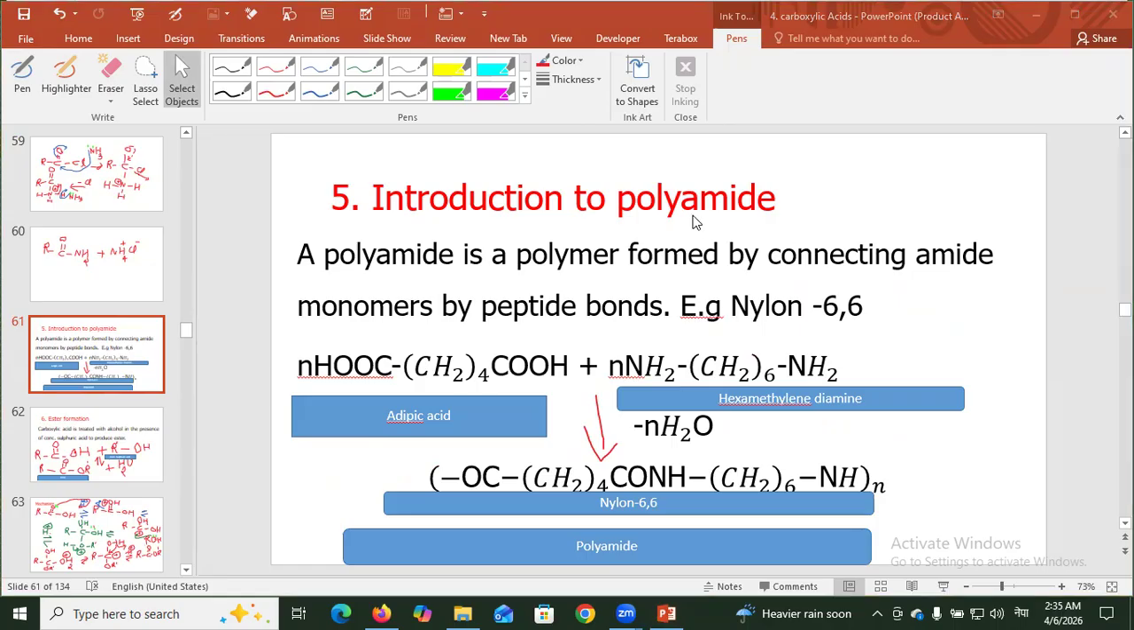Introduction to polyamide. A polyamide is a polymer formed by connecting amide monomers by peptide bonds, for example nylon 66.